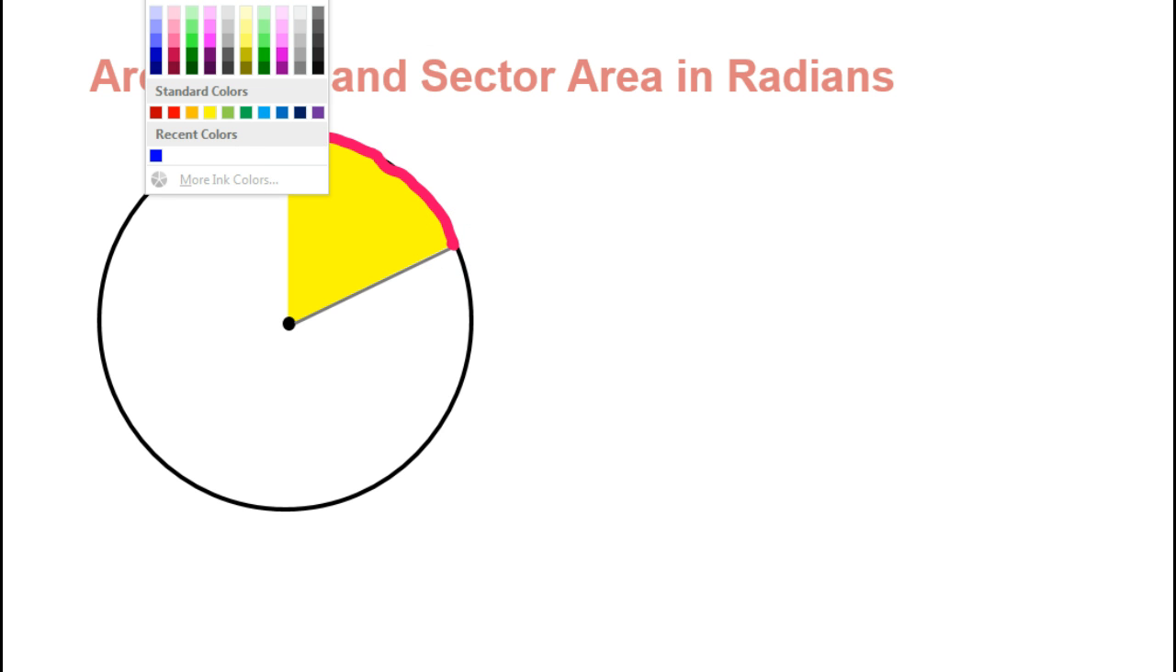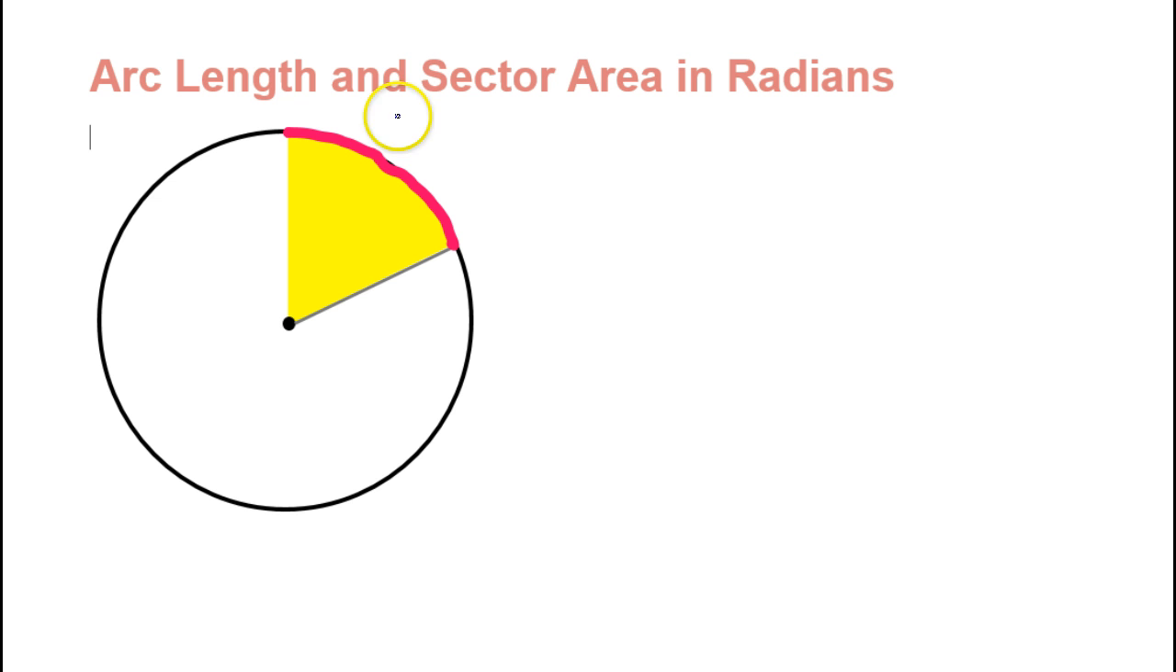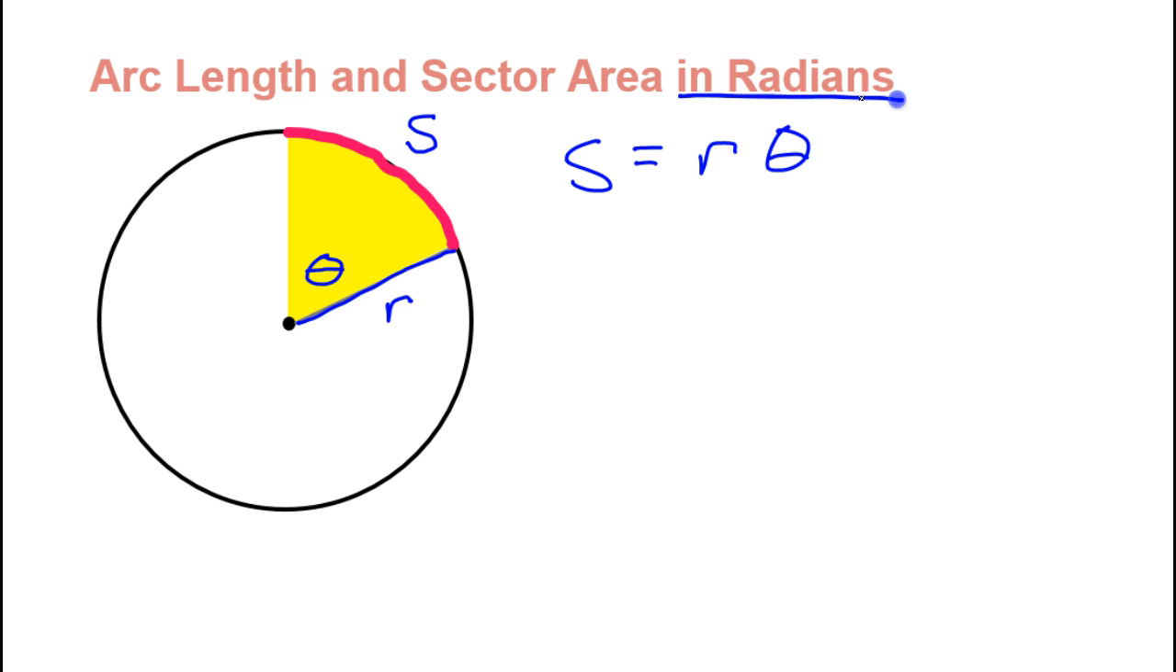What I'm drawing here in pink would be the intercepted arc. Imagine that we want to know the length of that. I'm going to call that length S. The radius, I'm going to call that R. And the central angle, I'm going to call that theta. The relationship between the angle, the radius, and the arc length is this: the arc length is equal to the radius times the angle. Now, this is only true in radians. You can't use degrees when you're doing this formula.